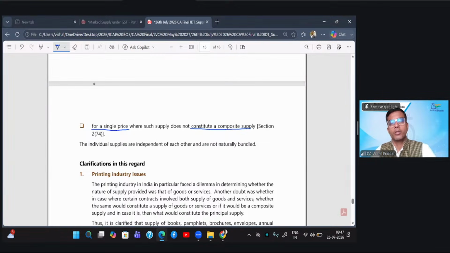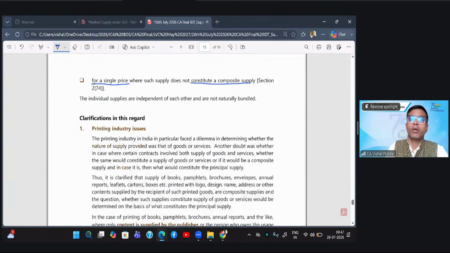So where there is a combination of two or more items for one price, and most important, this is not making it a composite supply. It means the characteristics of composite are missing. In such cases, the supply will be called a mixed supply.